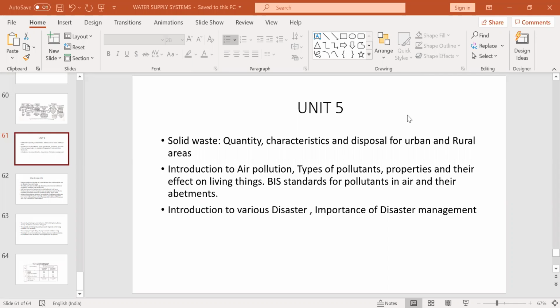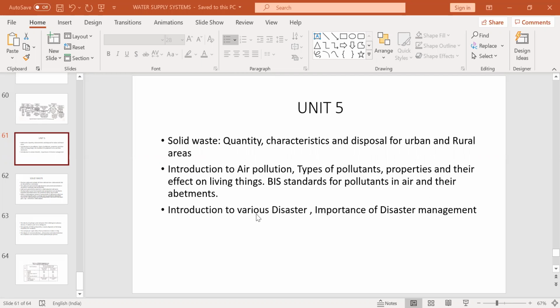So this unit consists of topics namely solid waste, describing the quantity, characteristics and disposal for urban and rural areas. We will discuss mainly the municipal solid waste, okay, not the industrial solid waste. And then we move to air pollution: introduction, types of pollutants, properties and their effect on living beings. There are standards for pollutants in air and their abatements.